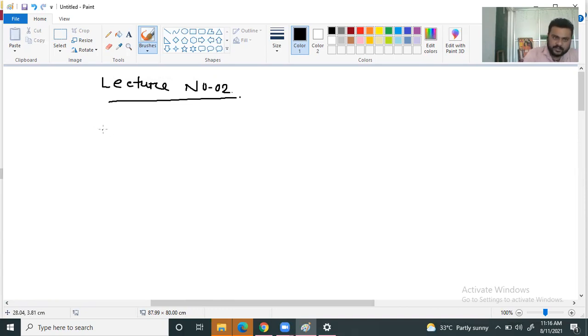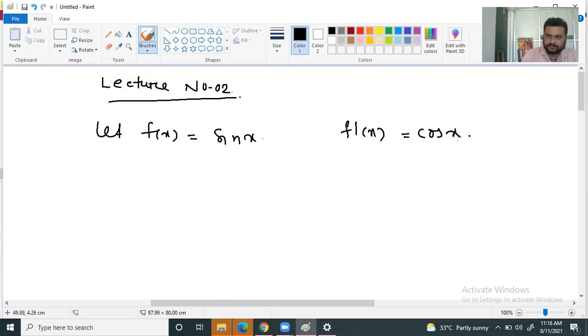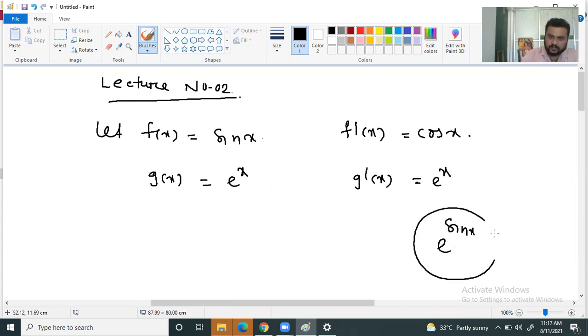What is a composite function? Suppose f of x is equal to sin x, and we have to find the derivative of f of x. It is easy to find f dash of x equal to cos x, no doubt. Similarly, suppose another function is given, g of x is equal to e to the power x, and we have seen the formula for the derivative of e to the power x. That means g dash of x is equal to e to the power x itself, no problem. But if a function is given like this, e to the power sin x, how can we find the derivative of this function? This function is a composite function.